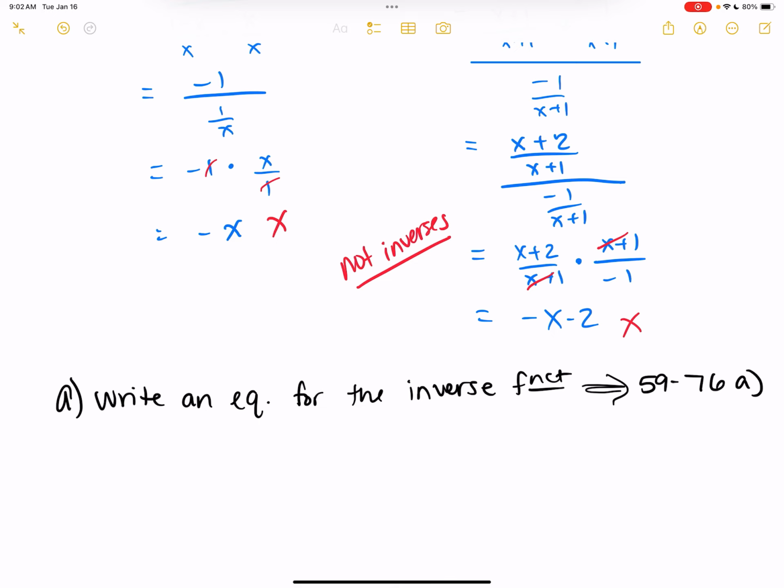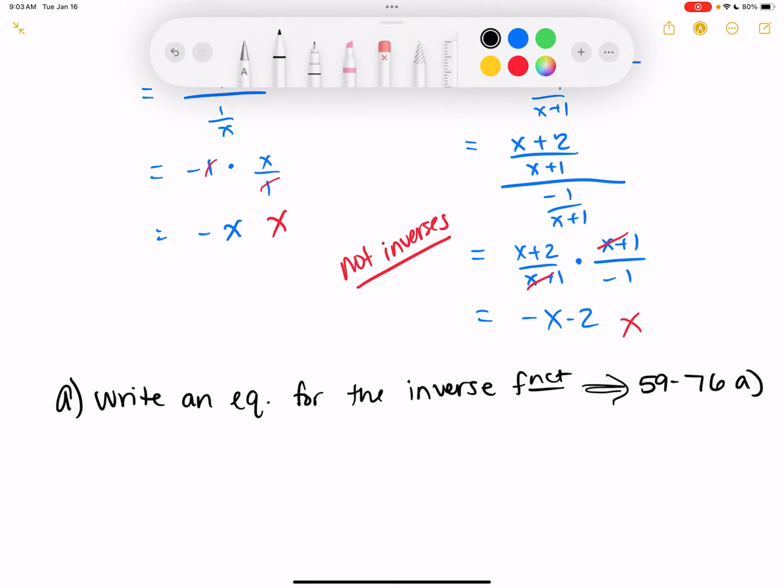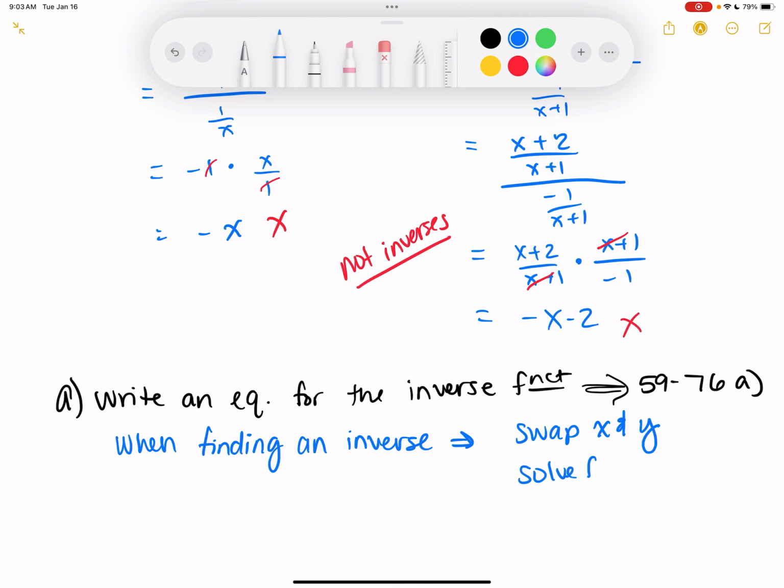All right, so the key here, which is in your notes, when finding an inverse: swap x and y. So anywhere there's an x in the original equation, you're going to put a y. Anywhere there's a y, you're putting an x. That's what that means. Swap x and y, solve for y.